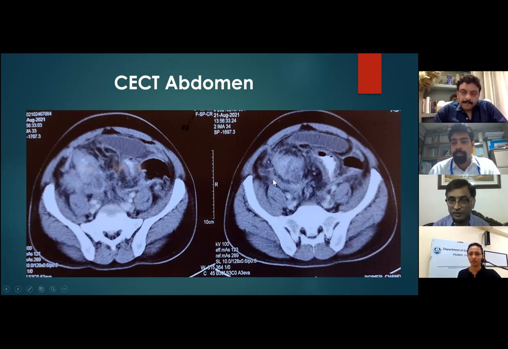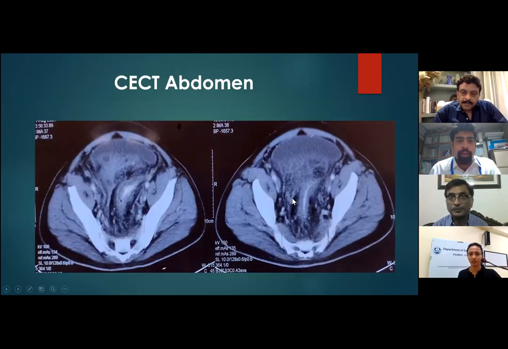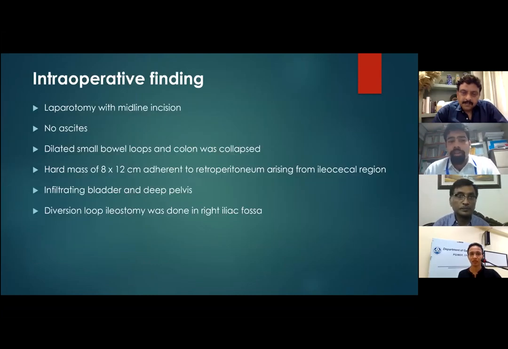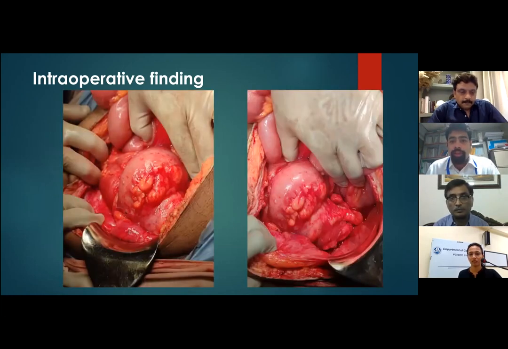So, okay, what was done in this patient, Dr. Rinker? You can proceed on. So this patient, in fact, sir, underwent laparotomy, and the surgeons found dilated small bowel loops and collapsed colon. They found a hard mass which was adherent to the retroperitoneum region, but it was arising from the ileocecal region, and it was infiltrating the bladder and the deep pelvis. That's why probably on colonoscopy the sigmoid was seen to be involved, and they did a diversion loop ileostomy for the patient. So these are the intraoperative findings. This is the hard mass which they found.